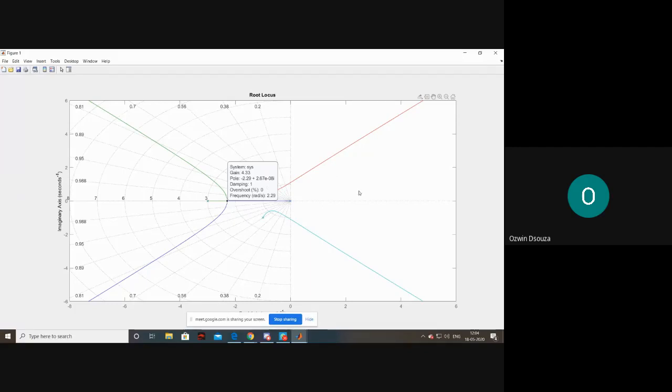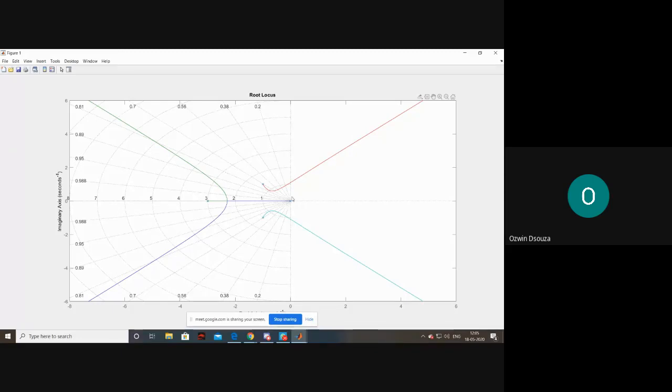Now, the angle of asymptotes. MATLAB never plots the asymptotes, because MATLAB has all those logic built in within that rlocus function. So this is one branch of the root locus which is moving towards infinity. Similarly, the other branch will also be moving towards infinity. So that's about the root located at -3 and the root located at 0.